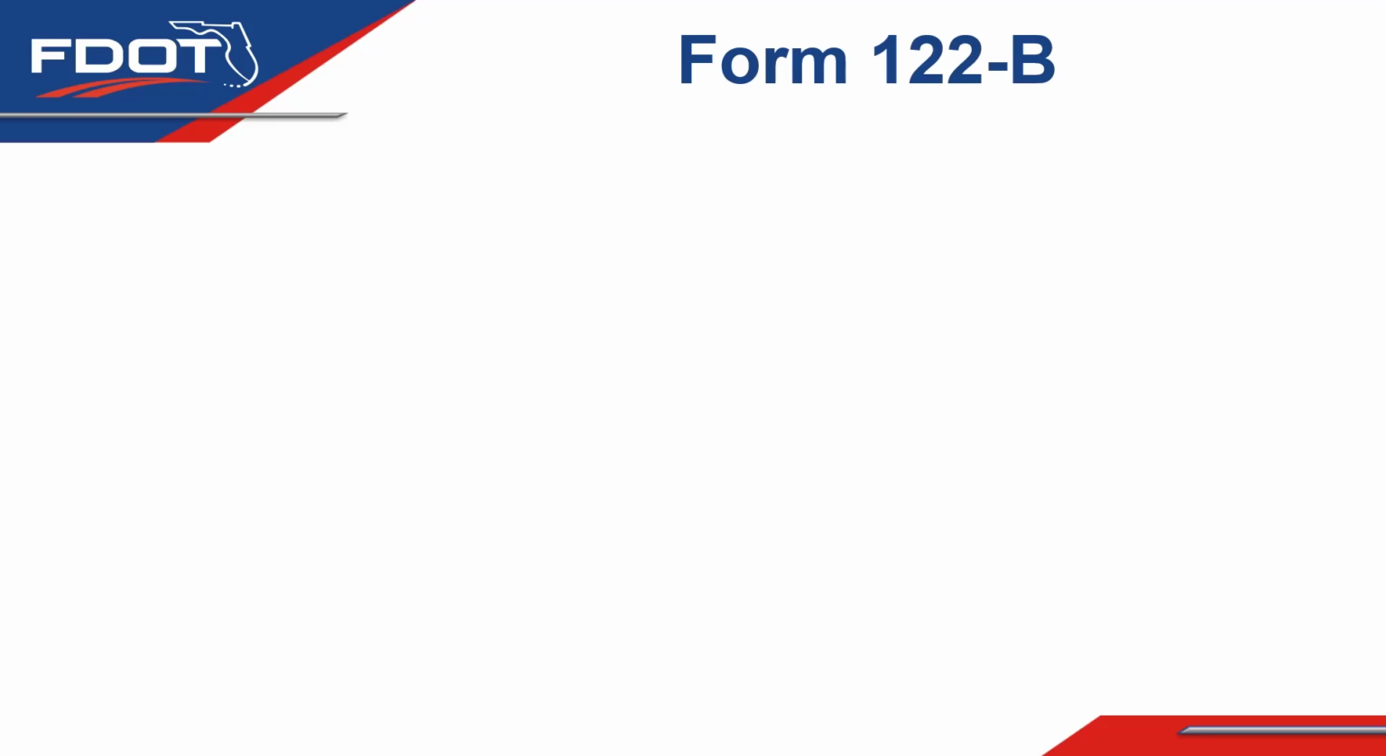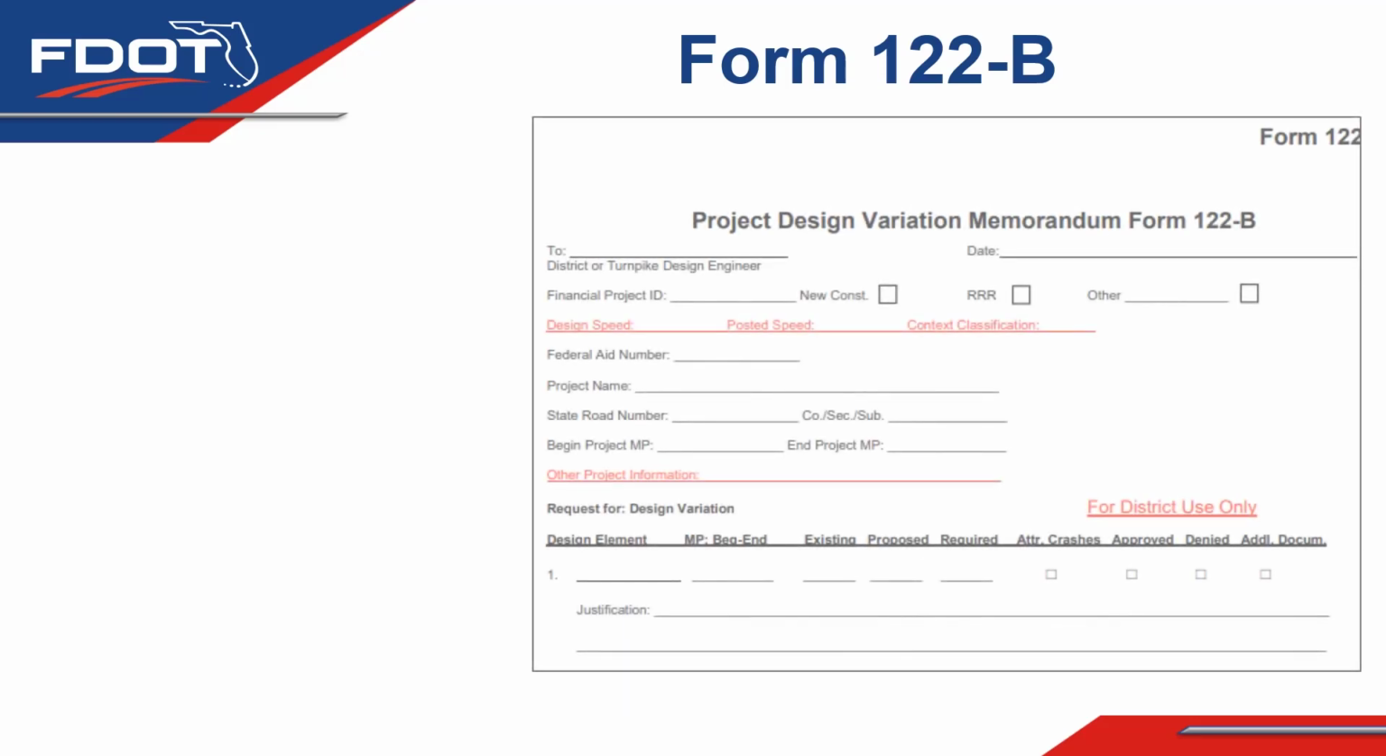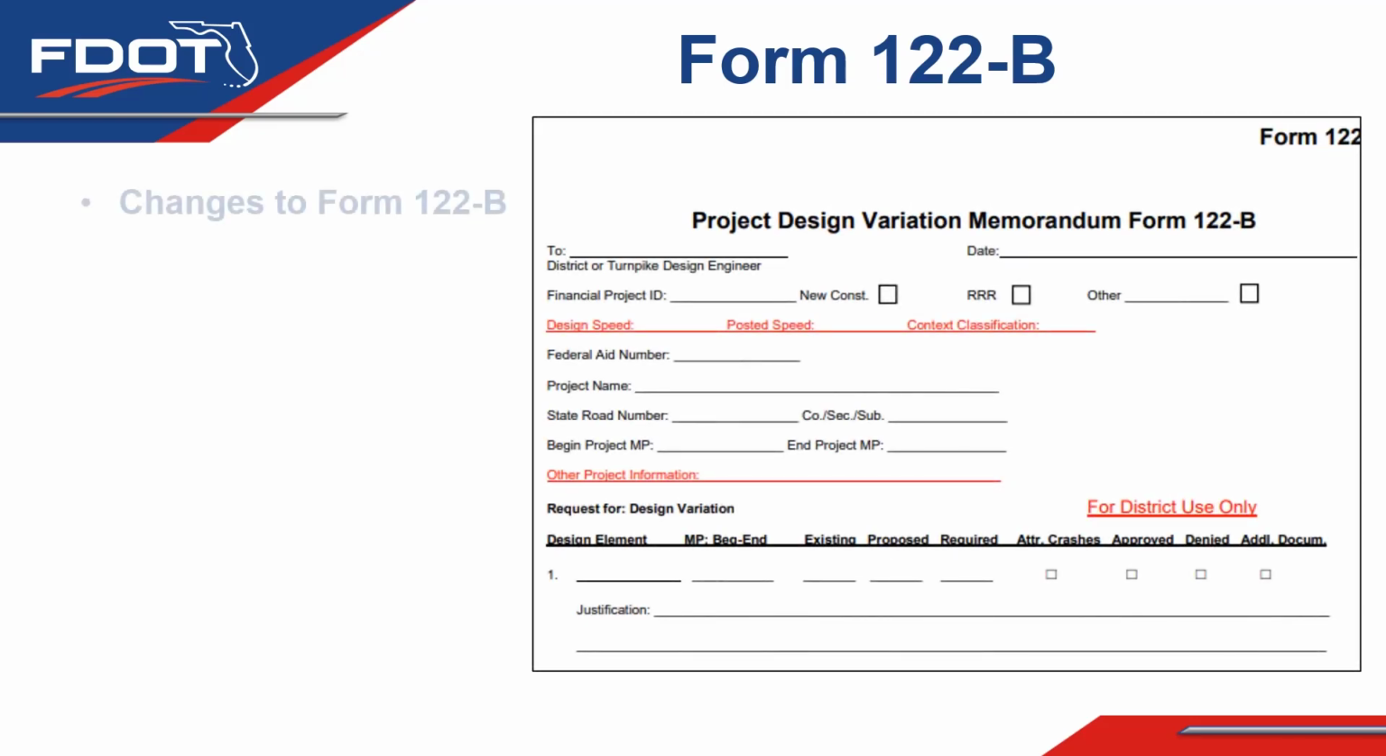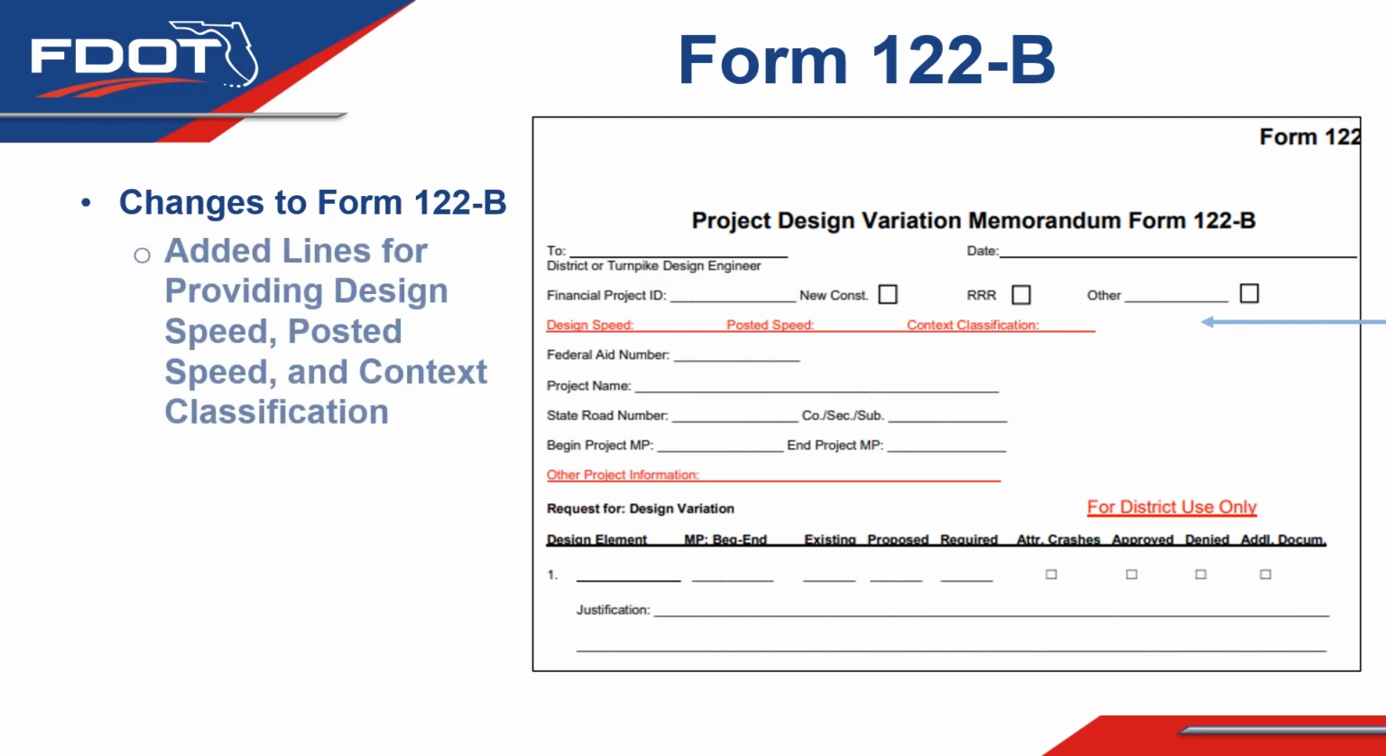The last revision I'm going to cover is the updated Form 122B, the Design Variation Memo form. Based on feedback we've received, and to try to make it more user-friendly, we added fields for design speed, posted speed, and context classification.